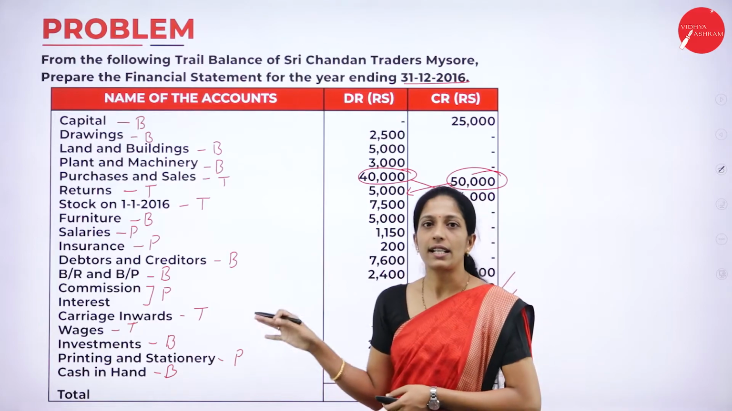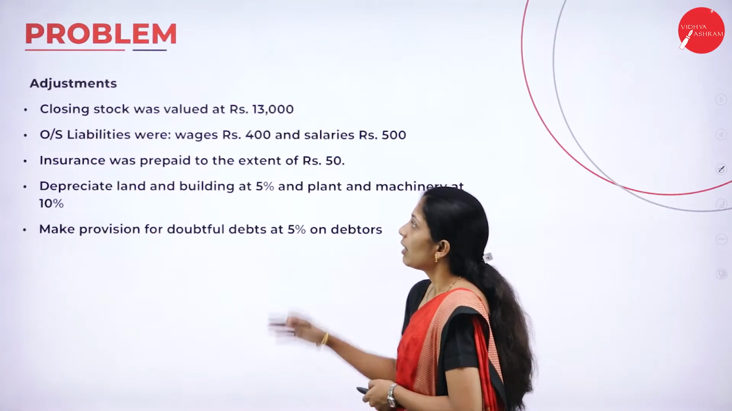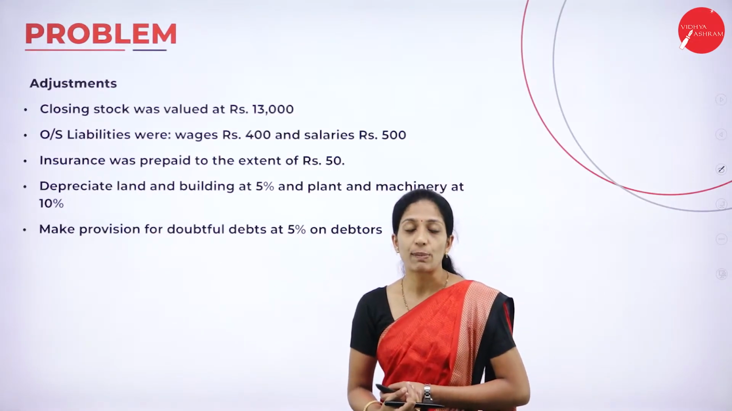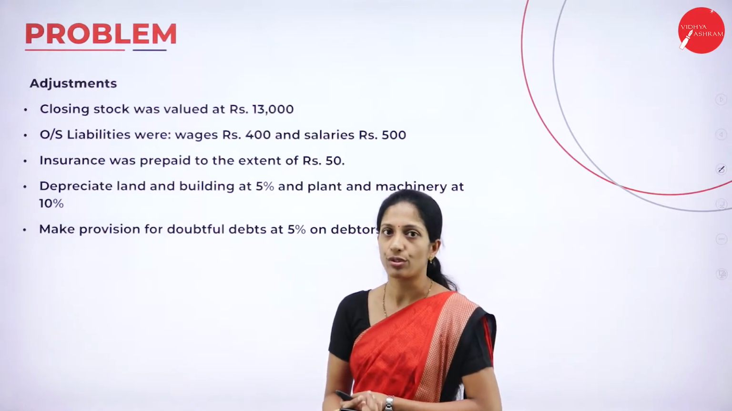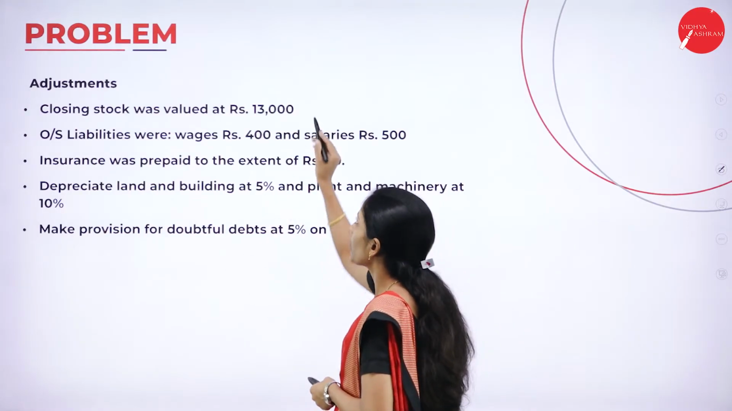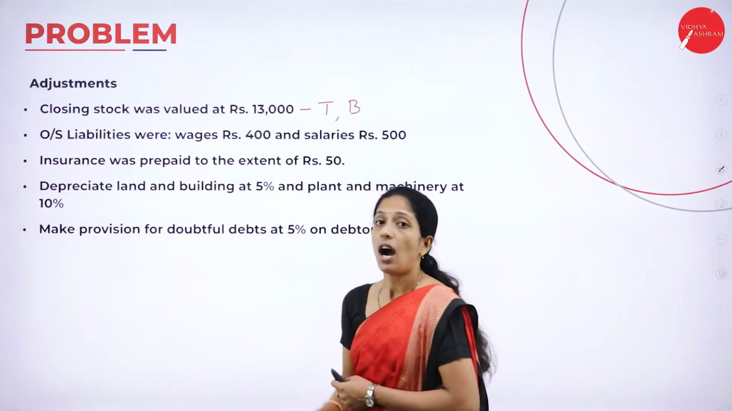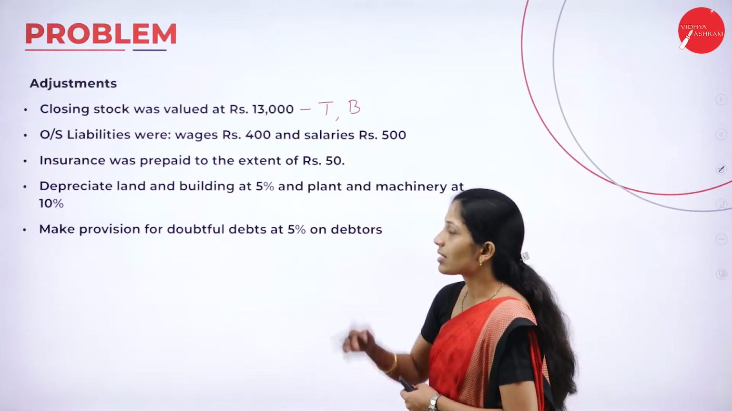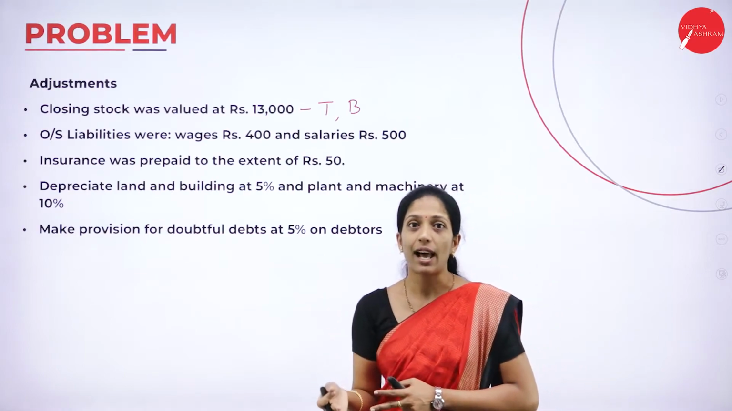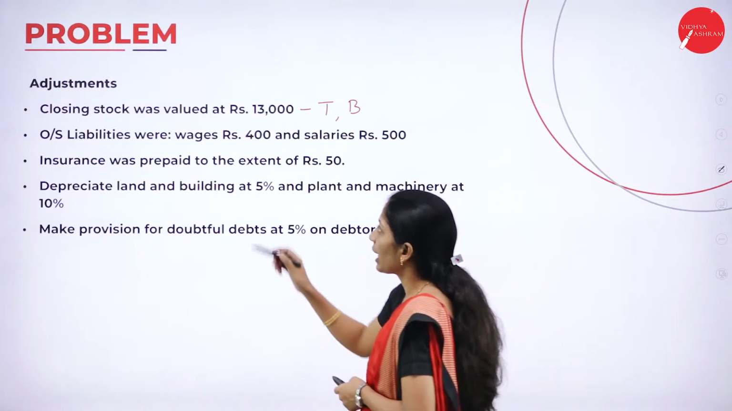Okay, so these are the items of the trial balance. Now come to the adjustment. So each adjustment we have to record twice in our solution. So closing stock, where do we record? Once in trading account and once in balance sheet. Outstanding liability. So it's outstanding liability means what? It is a liability. So where outstanding has to be added.